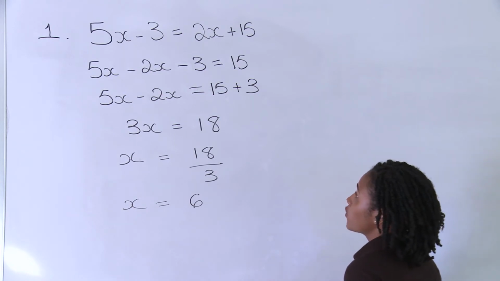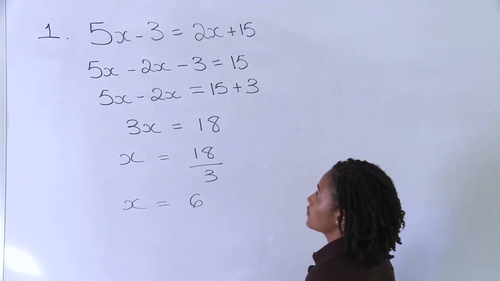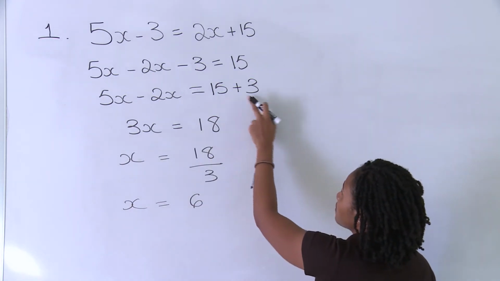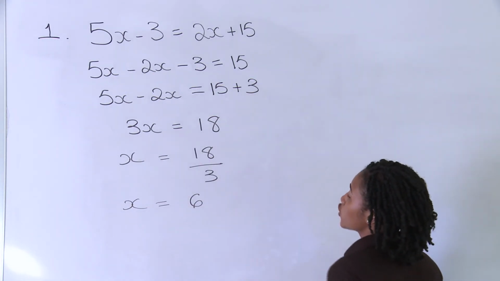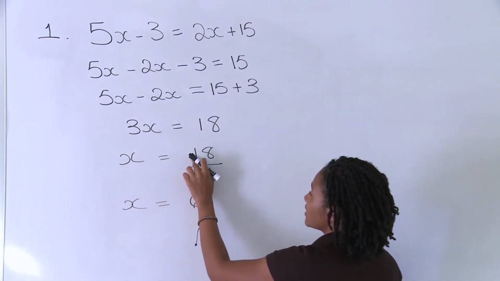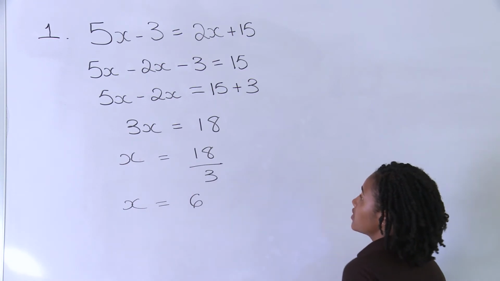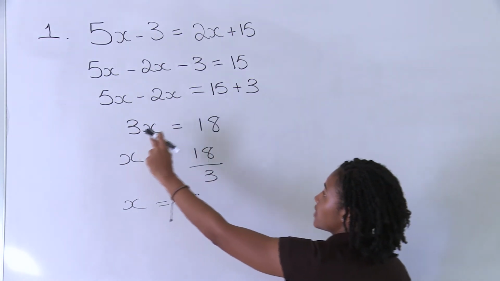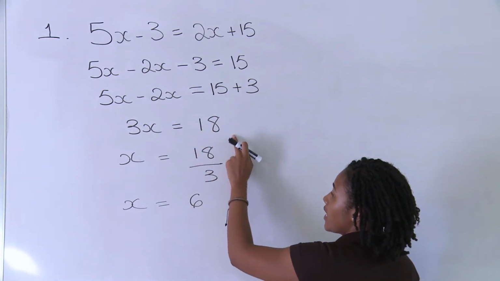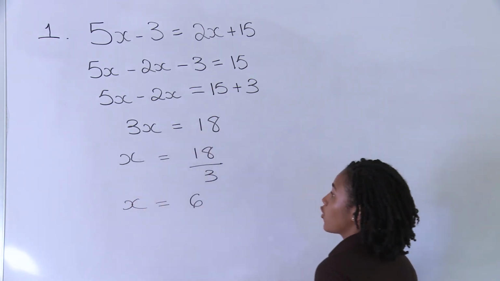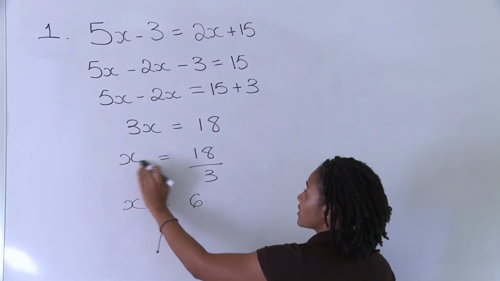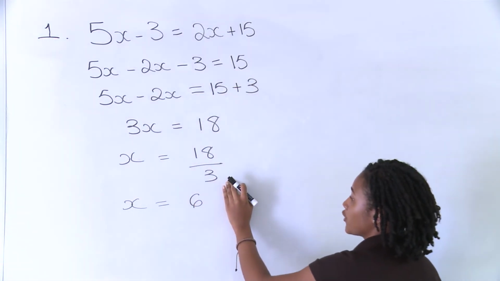So our next step would be to simplify this equation. 5x minus 2x is 3x, and 15 plus 3 is 18. So we now have x is equal to 18 divided by 3, because in our previous step, we see that 3 is multiplied to x, and that is equal to 18. And remember, we're solving for x, so x would be the subject of our equation. Therefore, x is equal to 18 divided by 3.